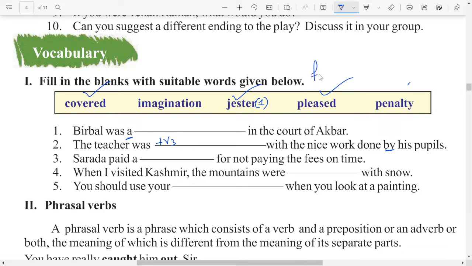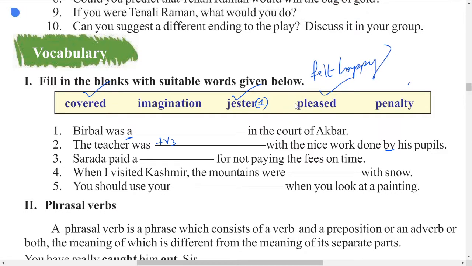Pleased means felt happy. So the teacher was dash with the nice work done by his pupils. Pupils means students. Students have done some work, so the teacher was happy now. So how do we use it? We have to use it with the second one, pleased. The teacher was pleased, in the sense the teacher felt happy.